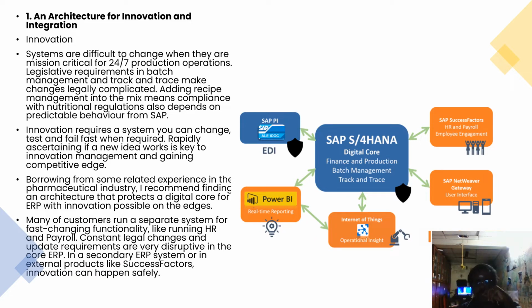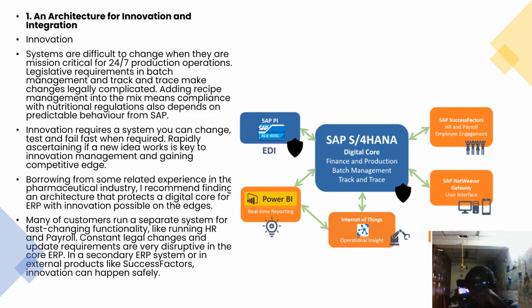ASNs, everything for the incoming, internal to the industry, and Power BI reports for real-time processing of reports, and Internet of Things for operational insights using S/4HANA recent trends. And then we have SuccessFactors for HR and payroll, right? Employee engagement surveys and calculations. And then we have SAP NetWeaver Gateway for the user interfaces.